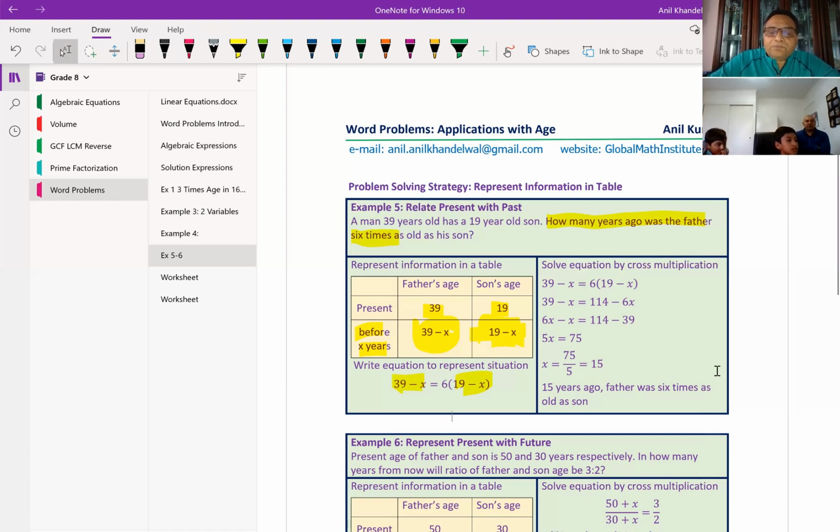Now for you, question number 6. Read this question and make a table. All right. Present age of father and son is 50 and 30 respectively. In how many years from now will the ratio of father and son's age be 3:2?